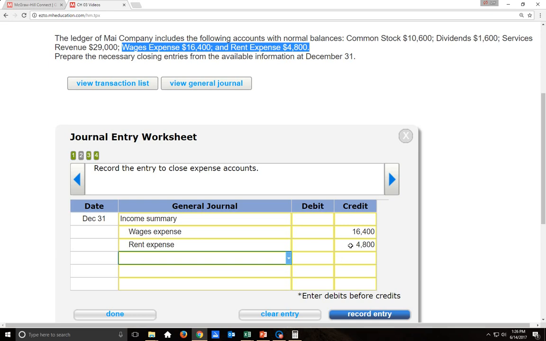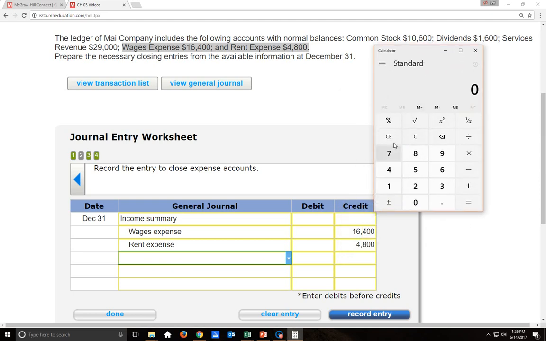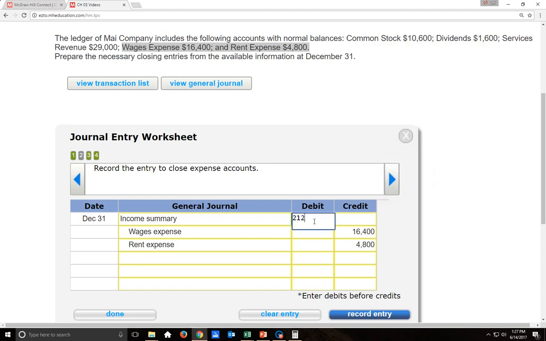Our last part of the journal entry is to put the total debit into income summary, and it's simply just the sum of wages expense and rent expense. So let's get the calculator out. We have 16,400 plus 4,800. So altogether, we're going to debit to income summary 21,200. So let's do that. And make a note of what that dollar amount was, 21,200. I'll do the same.